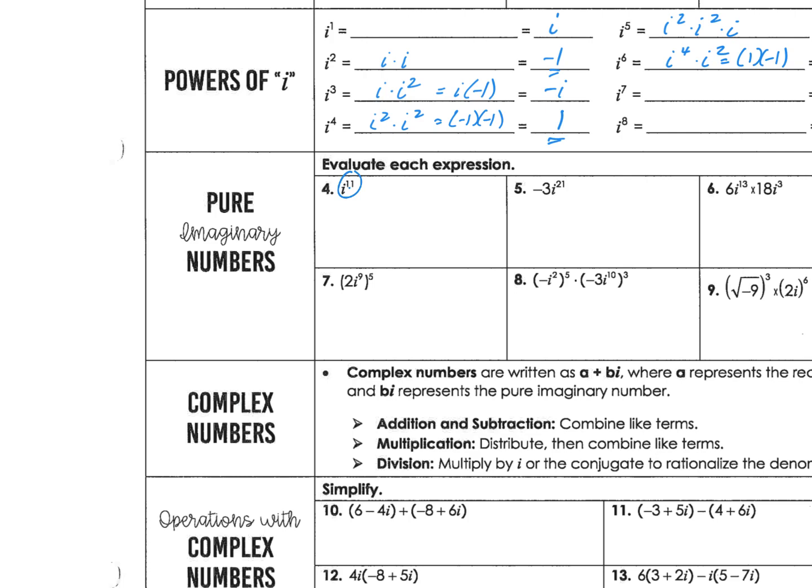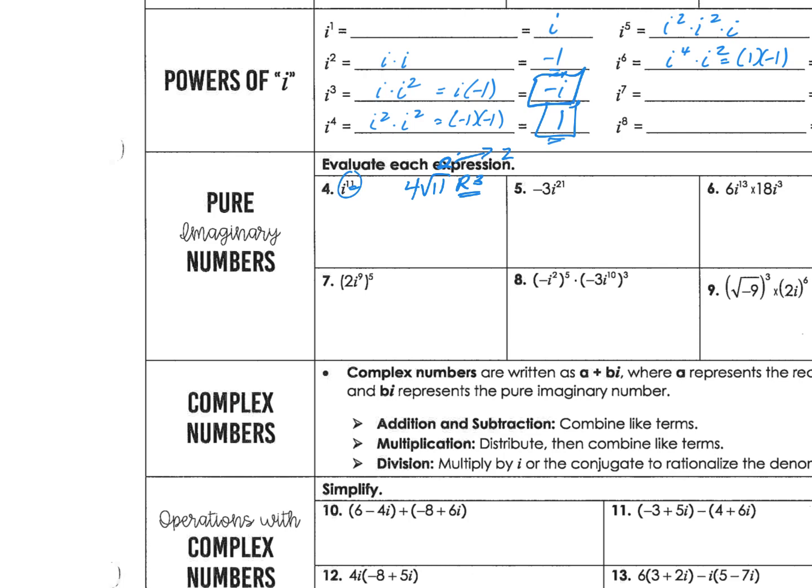So I'm going to take this right here, 11, and divide it by 4. How many times does 4 go into 11? 2, with a remainder of what? Remainder of 3. So we have 2. Does everybody understand what this 2 means? This is 2 iterations of 4. And every 4 of them is what? 1, isn't it? So every i to the 4th that we go through is a 1.